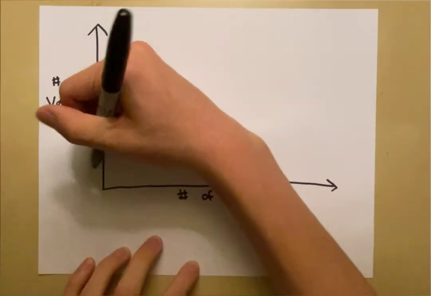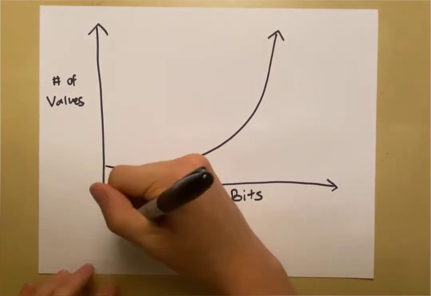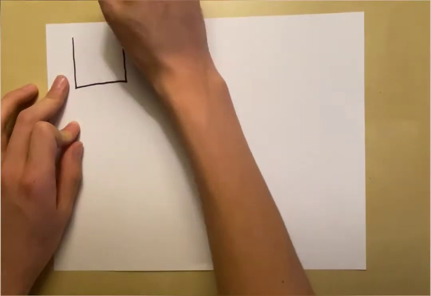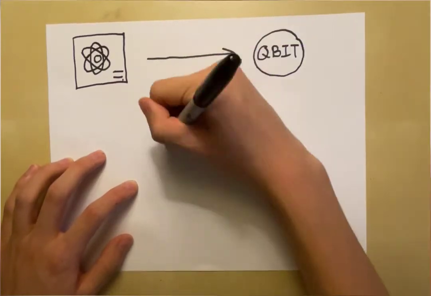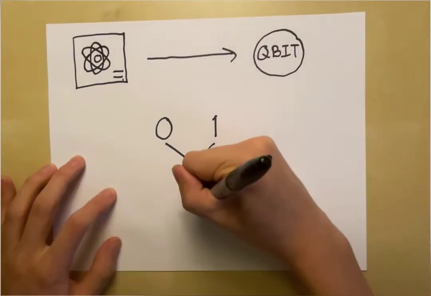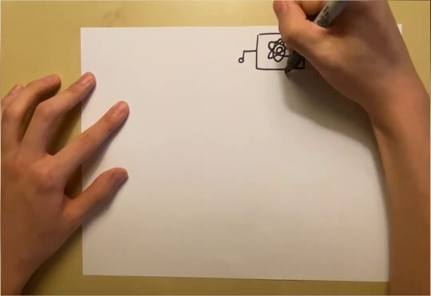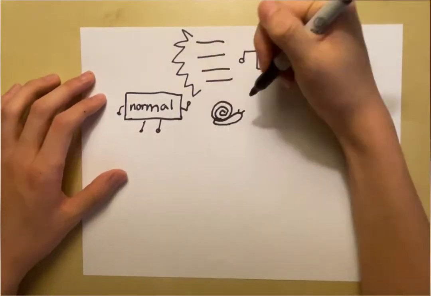As the number of bits increases, the number of values that they can store or compute exponentially increases. However, bits can only calculate one possibility at a time. On the other hand, quantum computers have quantum bits, or qubits. These qubits use quantum superposition to have an overlap condition of 0 and 1, allowing them to calculate all the possible values at the same time. This makes quantum computers way faster than the normal computers that use bits.